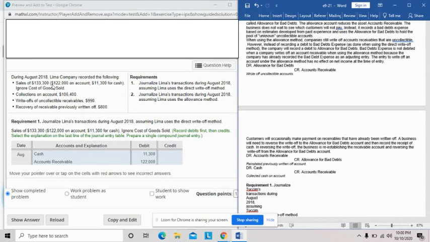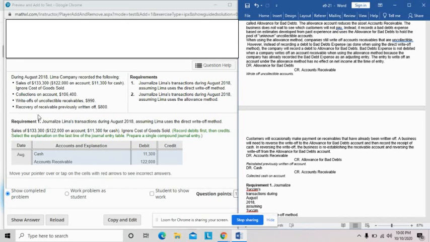During August 2018, Lima Company recorded the following: sales of 133,000, 122,000 on account, 11,300 for cash. Ignore the cost of goods sold. Collections on account would be 106,400. Write-offs of uncollectible receivables would be 990. Recovery of receivable written off would be $800. In requirement 1, Lima's transactions would have to be journalized for August 2018, assuming Lima uses the direct write-off method. In requirement 2, you'd have to journalize Lima's transactions during August 2018, assuming Lima uses the allowance method.